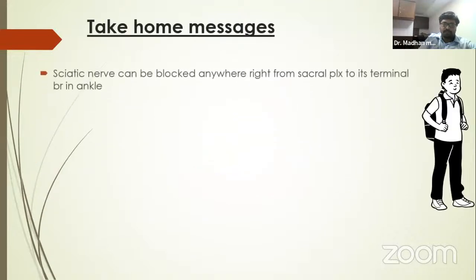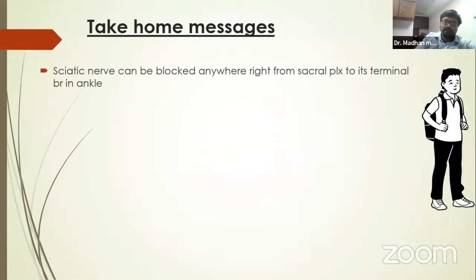So my take-home messages will be: sciatic nerve can be blocked anywhere, right from the sacral plexus to the terminal nerves at the ankle. Even suppose if you are doing some foot procedure, you can block individual nerves arising from the tibial and common peroneal nerves. Okay. So you need to devise your block accordingly for the procedure being done.